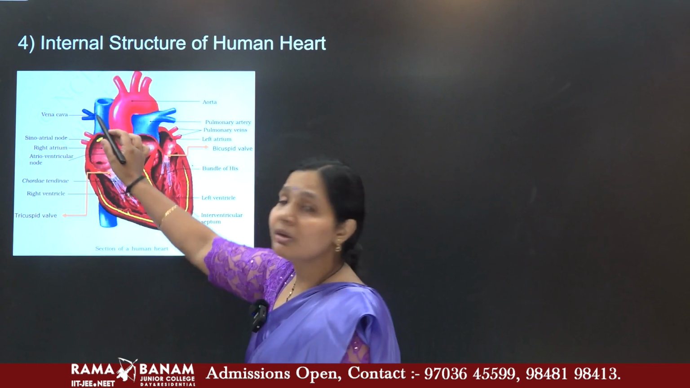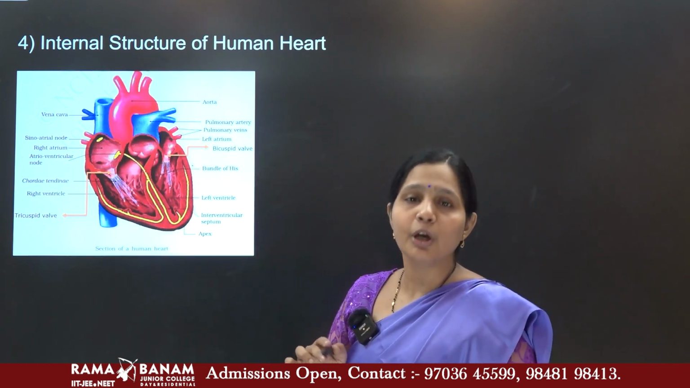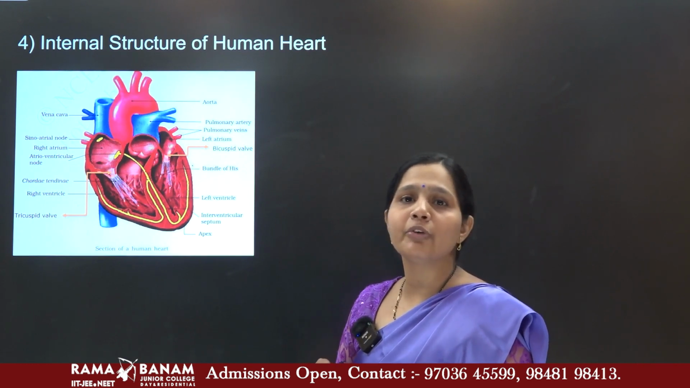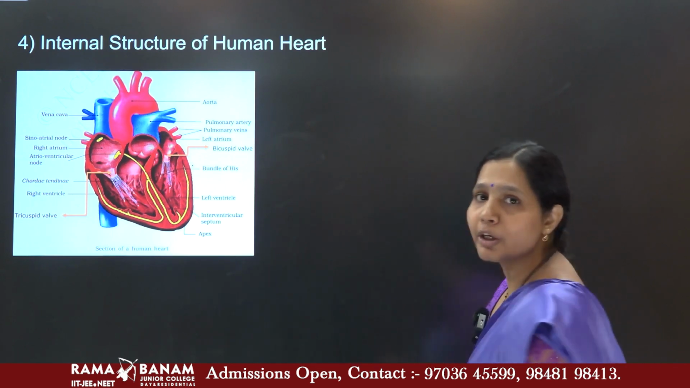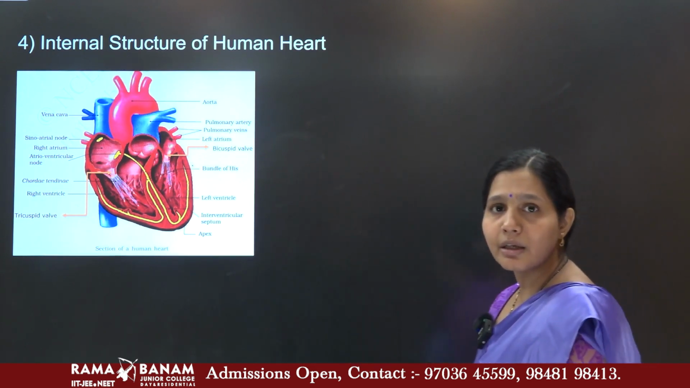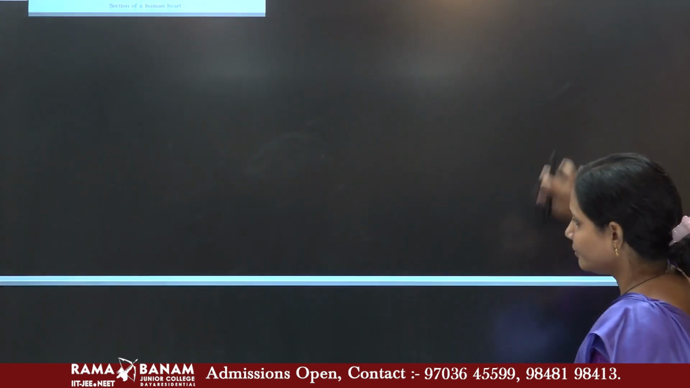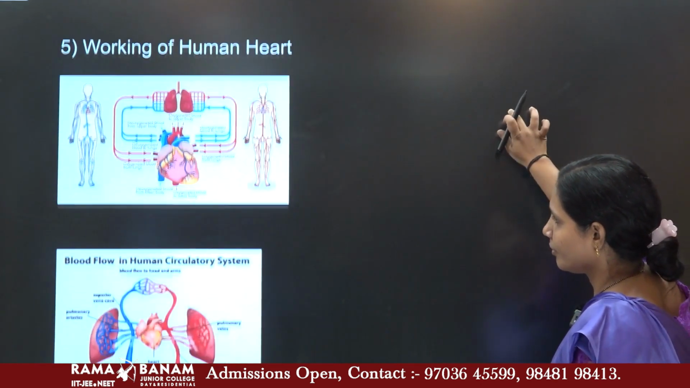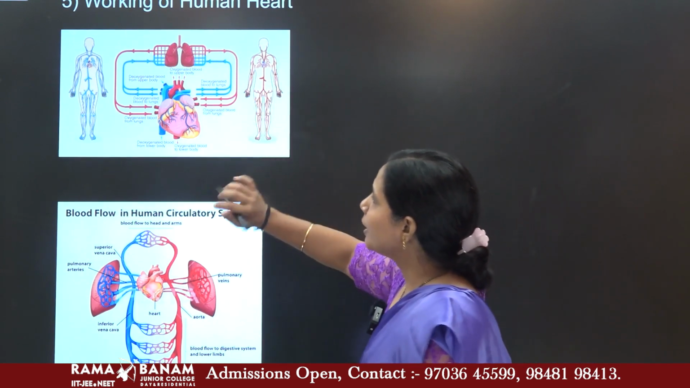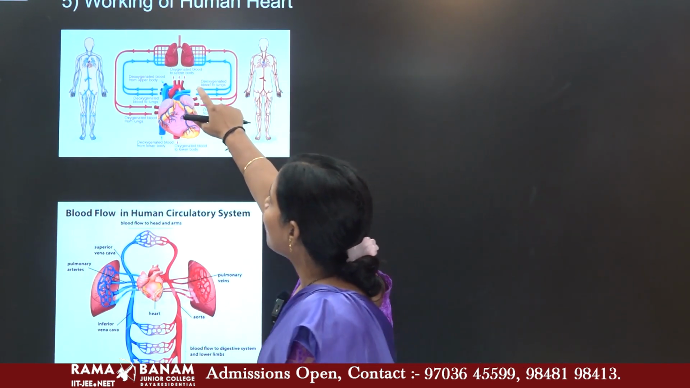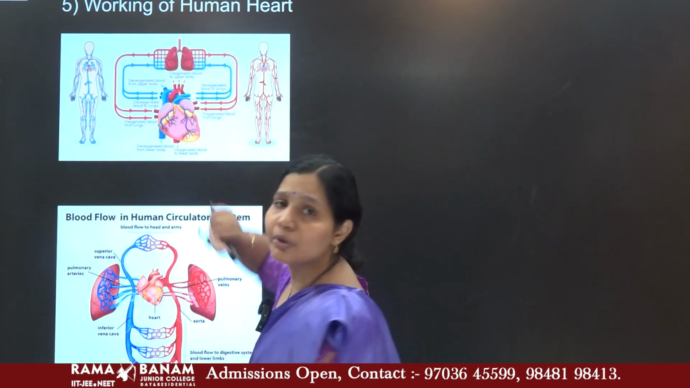So the vena cava, as I told you, the superior vena cava and inferior vena cava bring deoxygenated blood from different respective parts of the body, right? So let us proceed with the working of the heart, the cardiac cycle and cardiac output. So in the working of the human heart, as it was said, the oxygenated blood to the upper parts of the body is supplied with the aorta, right?